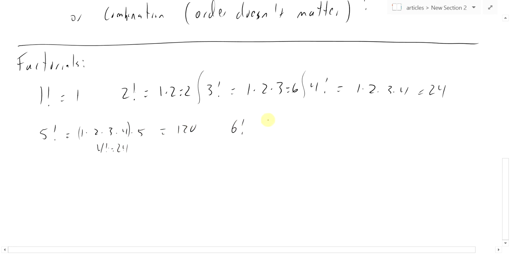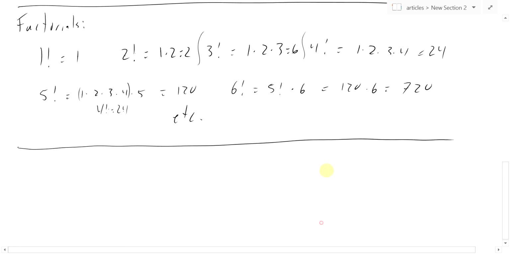6 factorial, you can figure that out. It'll be 1 times 2 times 3 times 4 times 5 times 6. So that's going to be 5 factorial times 6, which is 120 times 6, which is 720, etc. You should have a button on your calculator that's got an exclamation point on it. That's the thing that calculates factorials for you. Okay.